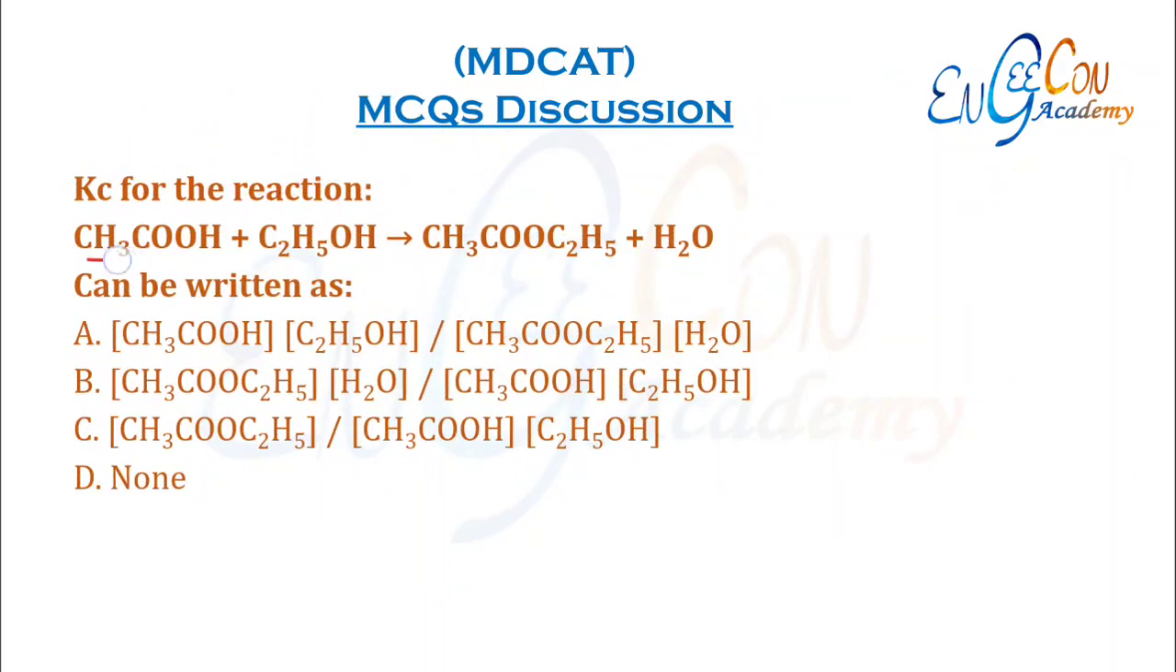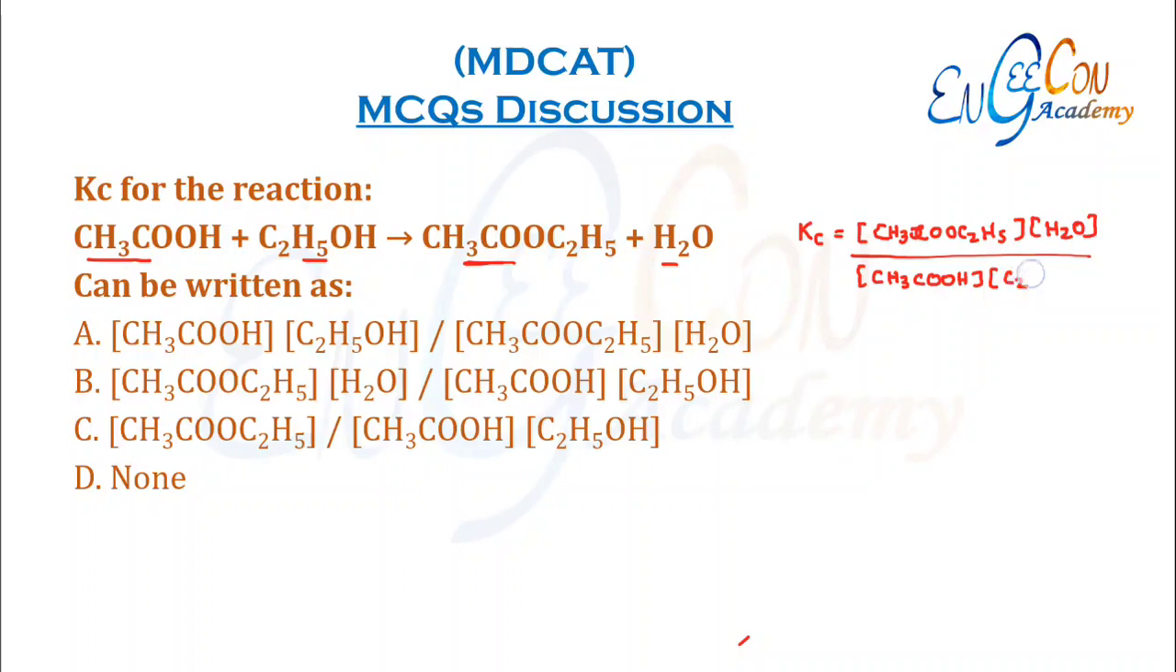Kc for the reaction. Now this is a homogeneous liquid phase reaction. So for a homogeneous liquid phase reaction, we write Kc is equal to the concentration of products, CH3COOC2H5 multiplied by the concentration of H2O, divided by the concentration of acetic acid multiplied by the concentration of alcohol. So this gives us the Kc. So A is the correct option. B is the correct option.